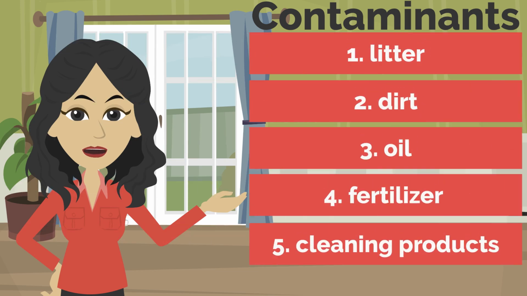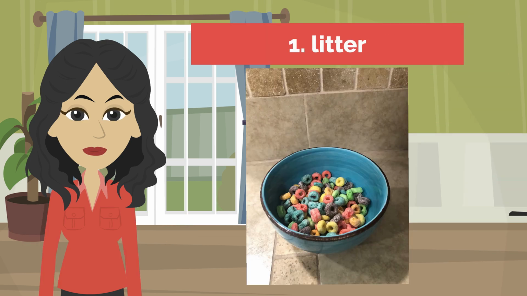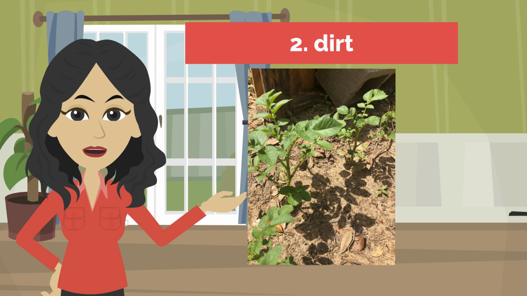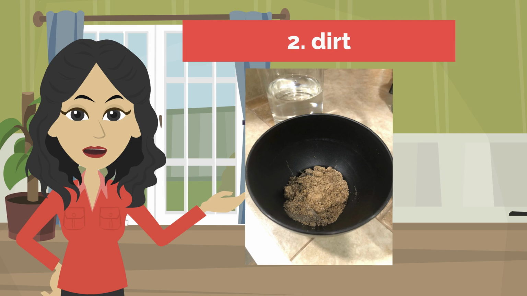And now it's time to gather our contaminants. For this activity, we're not going to use any materials that would actually be harmful to you. We're going to find substitutes for the contaminants listed here. Contaminant number 1 is litter. Instead of litter, we're going to use Fruit Loops or Cheerios or some other kind of cereal. Contaminant number 2 is dirt. Well, dirt is pretty easy to find. I just got some out of my garden in my backyard.